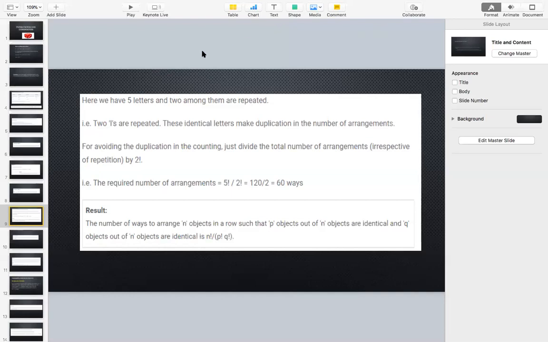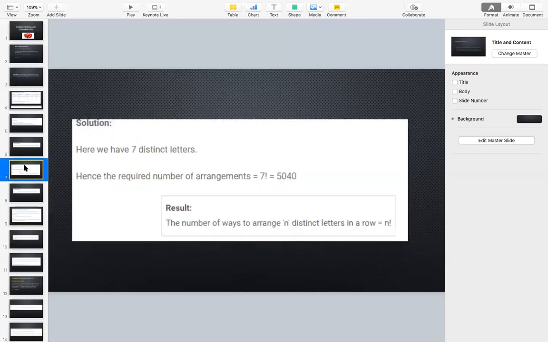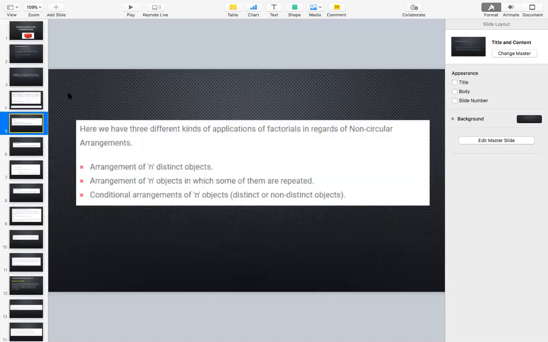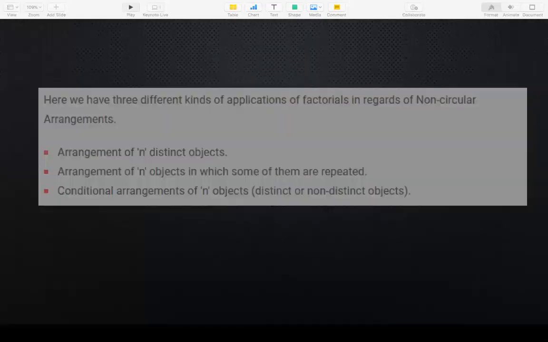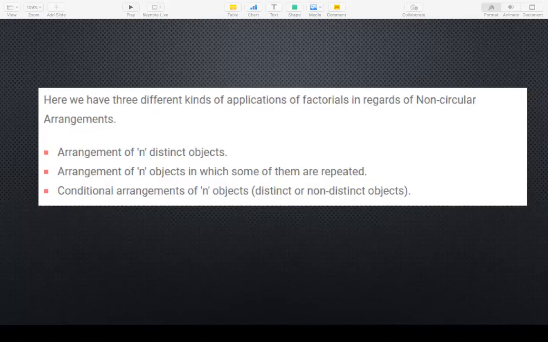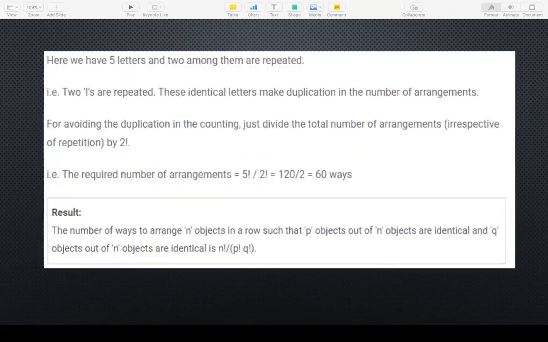Okay, so now I hope you guys are clear with how to deal with these types of questions where you see repetitions. So moving ahead, the first type of scenario was arrangement of n distinct objects. Second was arrangement of n objects in which some of them are repeated, and we are done with the first two. The last one is conditional arrangement of n objects. Now conditional arrangement means they will give you particular conditions according to which you need to make the arrangements. So let's look into an example for type 3.